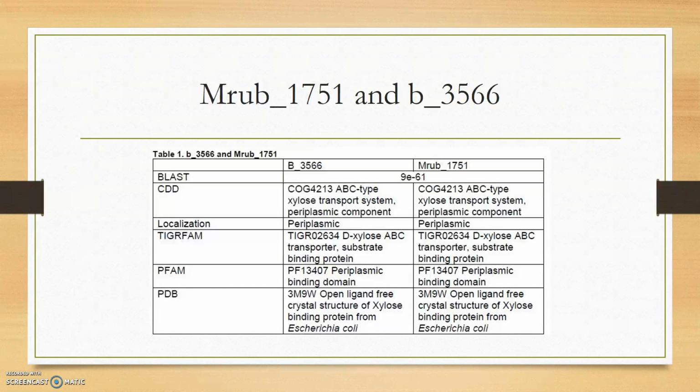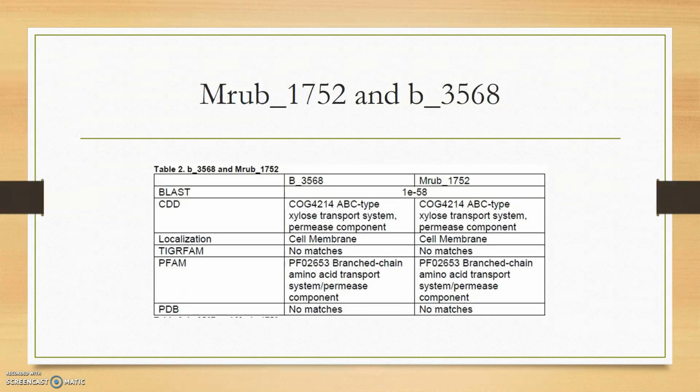The TIGRFAM hit supported the D-xylose ABC transporter, whereas the PFAM hit only supported that it was a periplasmic binding domain. Finally, the protein database showed that both genes, unsurprisingly for E. coli, were closest in structure to the open ligand-free crystal structure of xylose binding protein from E. coli, which indicates that these two genes are very likely homologs.